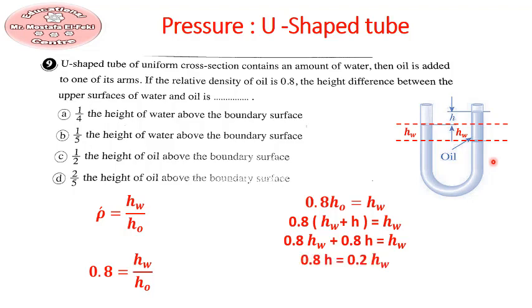Then the height difference equals 0.2 of the height of water. Then the height equals 0.2 divided by 0.8, that is equal to 1 over 4.